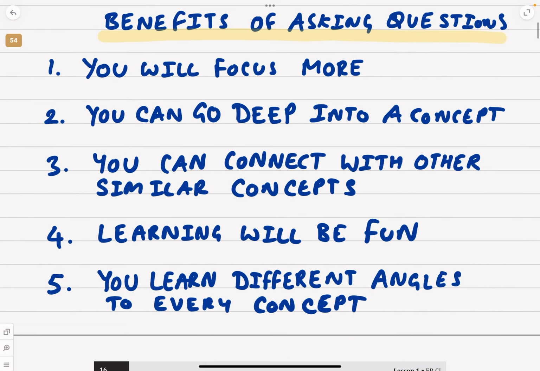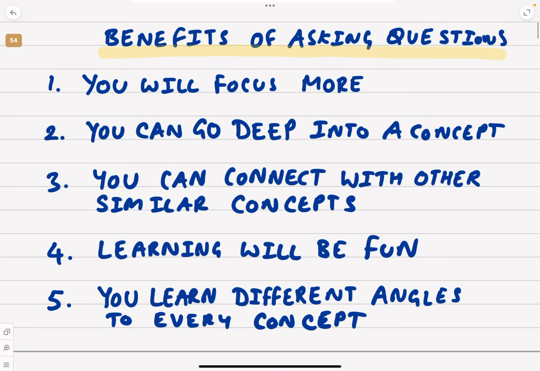Some of the main benefits of using question words when you're studying: first thing is you will be able to focus more, because as and when you're reading, you have these questions in your mind, and after you read a paragraph you are asking questions, correct? That way you are going to focus more, and you will not have a wavering mind. You are not going to just sleep off, or have less concentration. Your concentration will be high.